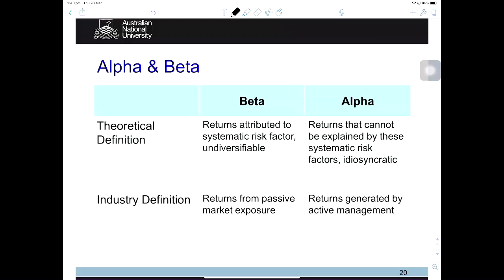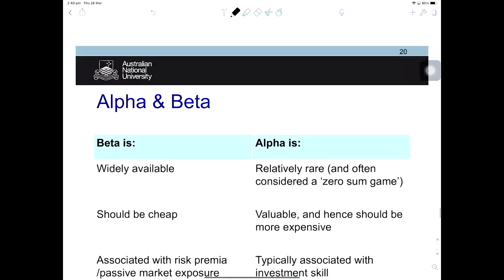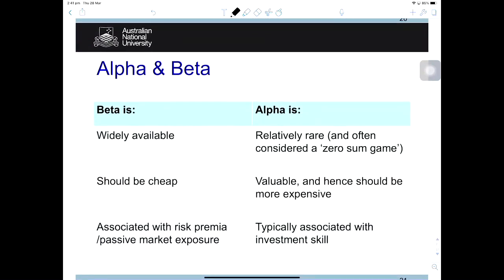Beta refers to the return that you may generate from a passive market exposure. For instance, holding an ASX 200 index or holding a government bond index. So that's the context in which we usually talk about alpha and beta. In the industry context, alpha is usually very difficult to achieve, and it tends to be quite expensive.